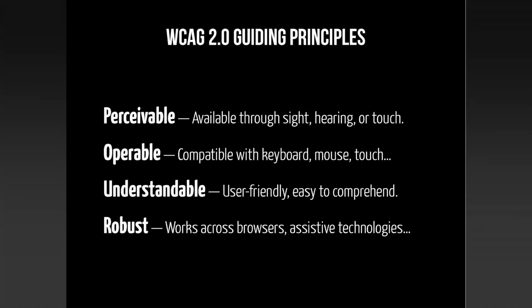So the WCAG 2.0 guiding principles. The WCAG document is pretty high level. It tells you what should be done, but it doesn't tell you how. You have to interpret that within your website. And to interpret that, you have principles. So the first one is the content needs to be perceivable. So you need to be able to read it, see it, hear it first.